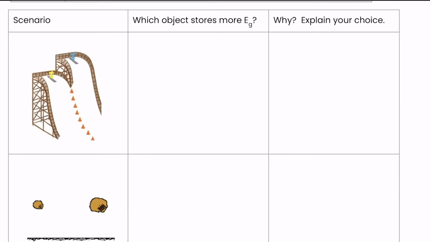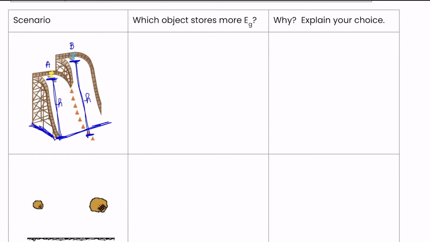And so moving to the scenarios, we're going to talk about what the difference is between these two pictures, right? So we have a skier, that's A here, the yellow skier, and then we have a blue skier. The yellow skier seems to be closer to the ground than the blue skier is. And so how high they are off the ground is what's the difference. They're about the same size, and so we're looking at the ground, which we'll define as the bottom of whatever this ramp is. So which object stores more EG?